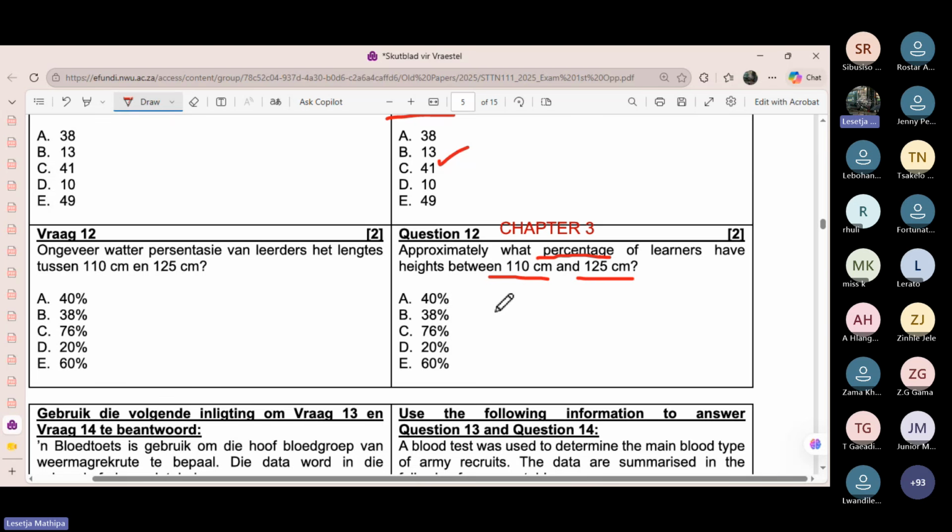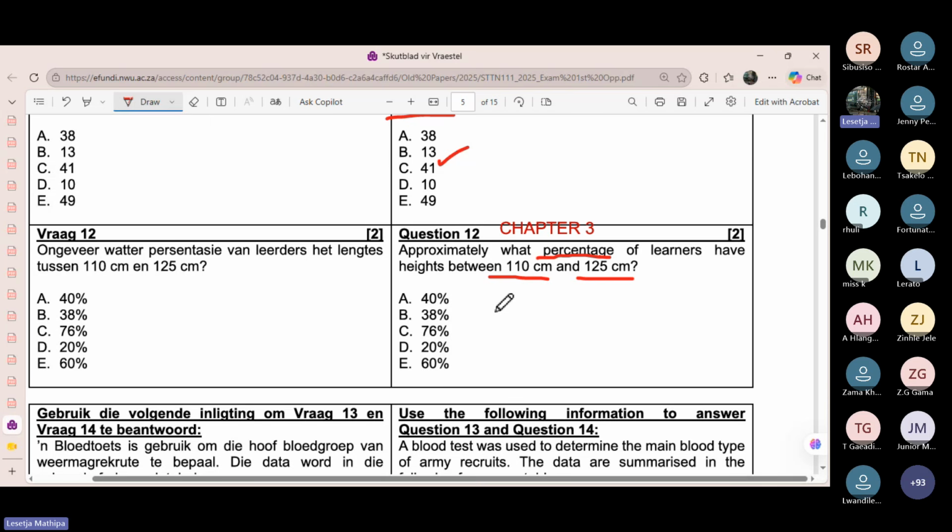Do you guys still remember with the probability? If they say calculate the probability, or what is the probability between two x values, maybe 30 and 50, you know that you're going to find the z values for the two values. Then after you find the probabilities, you take the maximum minus the minimum. The same applies to this one.